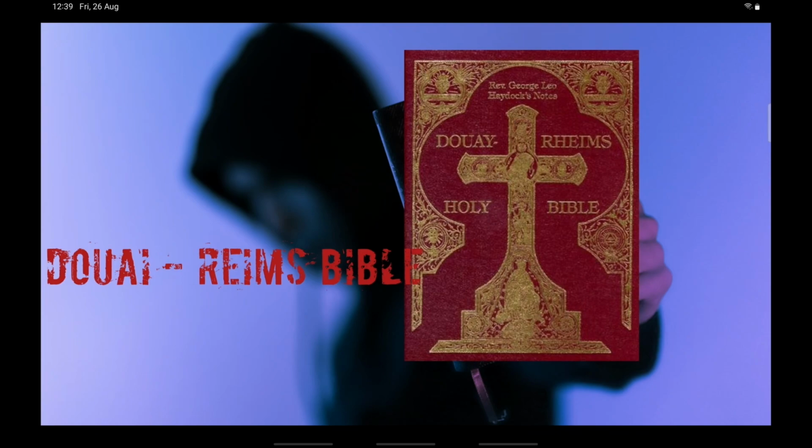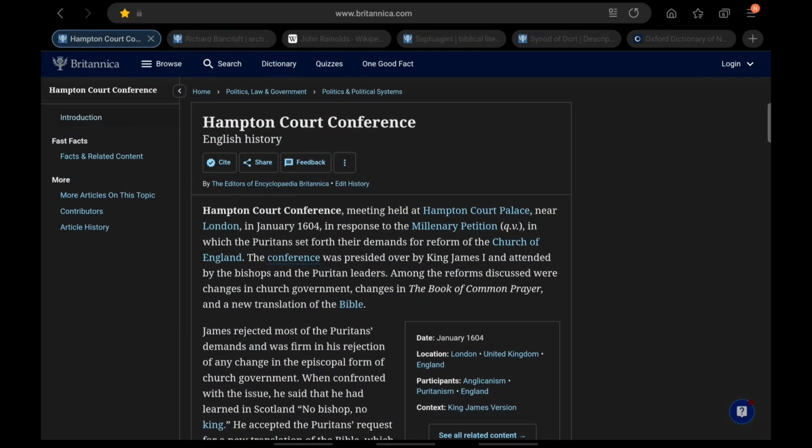The popularity of the Geneva Bible upset the Roman Catholics and the Anglicans, and they created a translation from the Vulgate. So these were the English versions of the Bible that the translators of the King James Bible had to work with. So why was King James involved with the translation of the Bible?